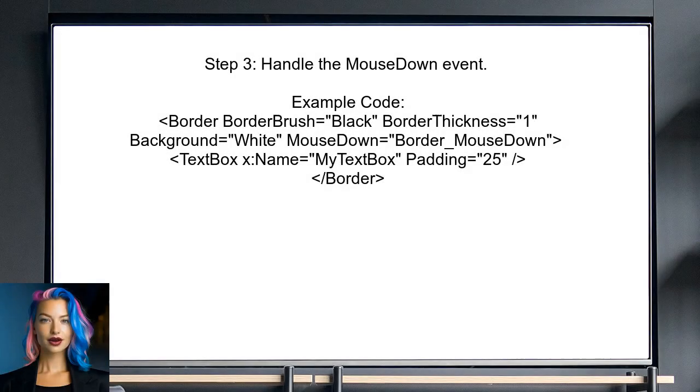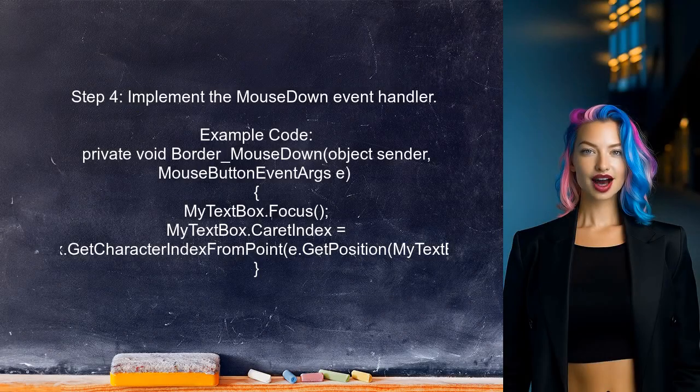Now, to make the entire area of the border interactive, the user can handle the mouse down event. This will allow clicks in the blank area to set the caret position or start a selection. In the event handler, the user should set the focus to the text box and place the caret at the position of the mouse click. This will ensure that clicking in the blank area behaves as expected.